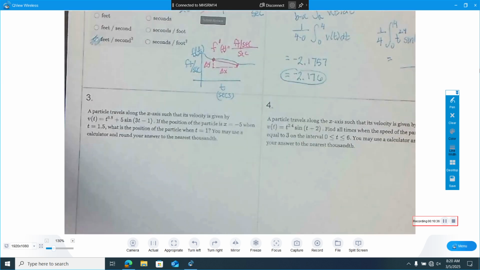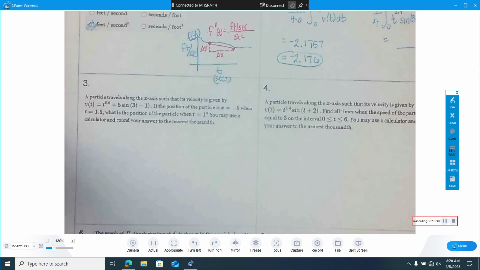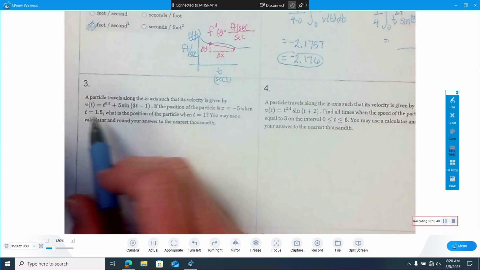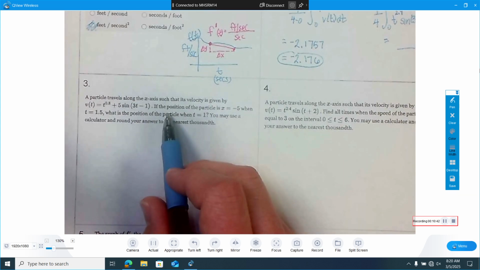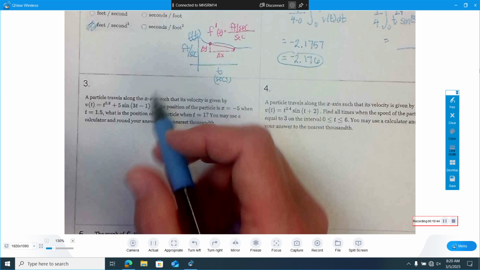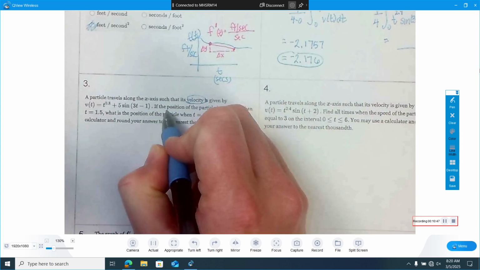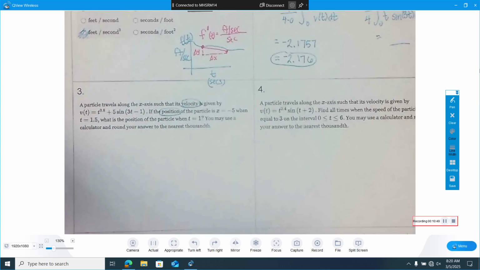All right, let's look at 3. A particle travels along the x-axis such that its velocity is given by another crazy function. If the position, we have velocity and we have position. Tell me about the relationship between velocity and position.